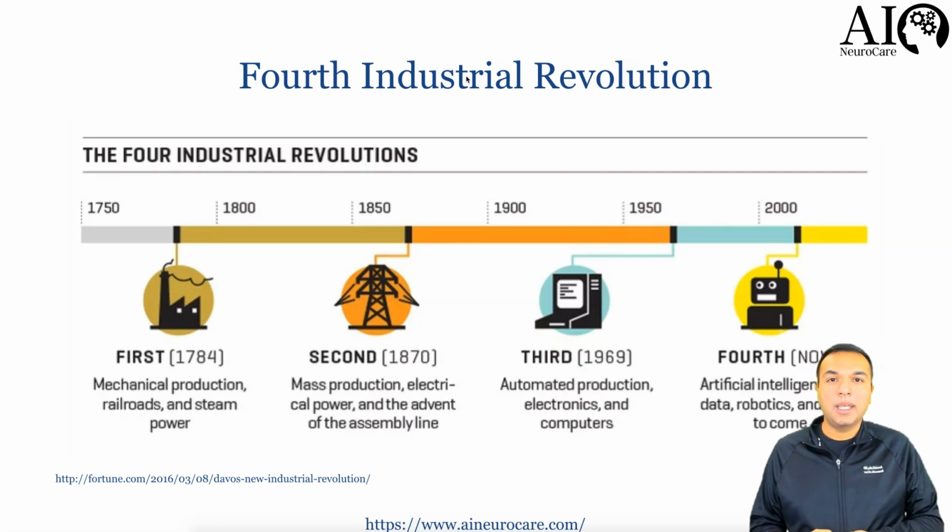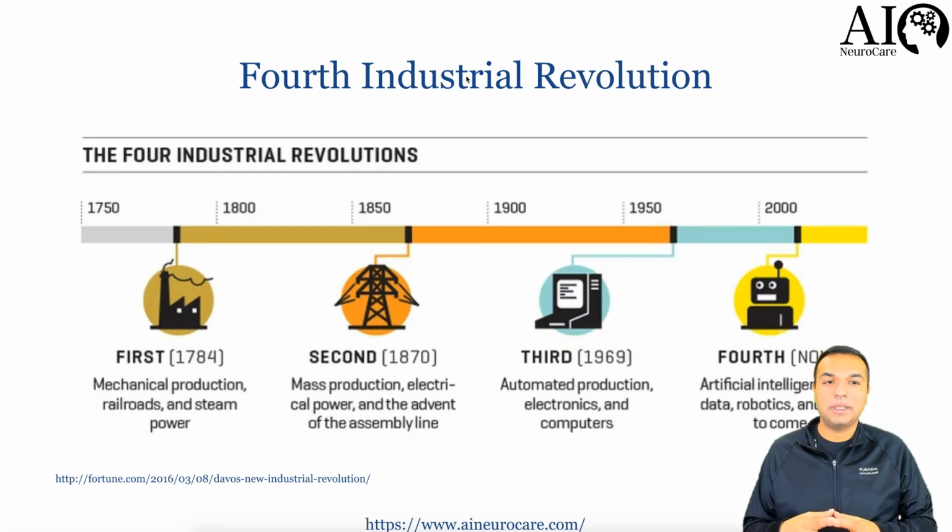The next one, in the past 20 years, is the automation of production, electronics, and computers. And now this is the advent of the fourth industrial revolution, in which the biggest player is artificial intelligence. The central player is machine learning and artificial intelligence. It will also include robotics, Internet of Things, etc.